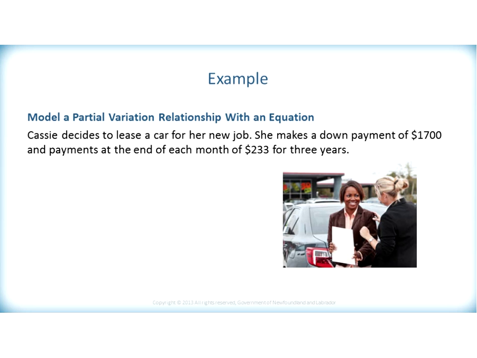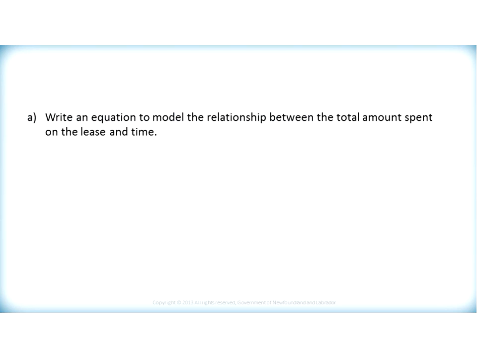So Cassie decides to lease a car for her new job. She makes a down payment of $1,700 and payments at the end of each month of $233 for 3 years. Write an equation to model the relationship between the total amount spent on the lease and time.